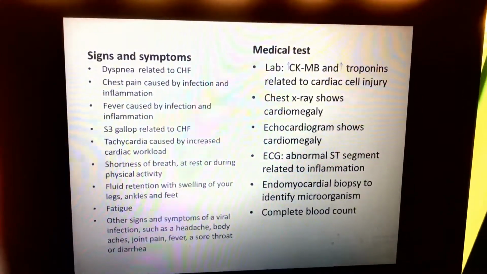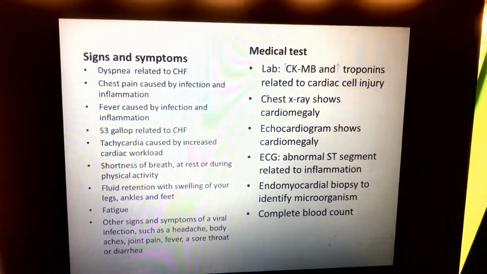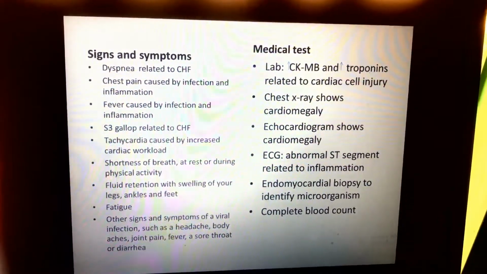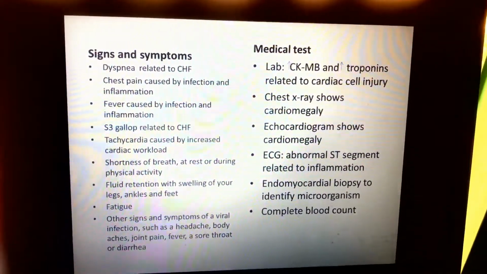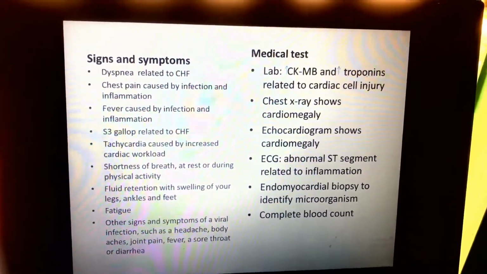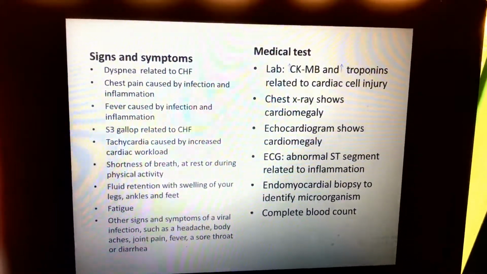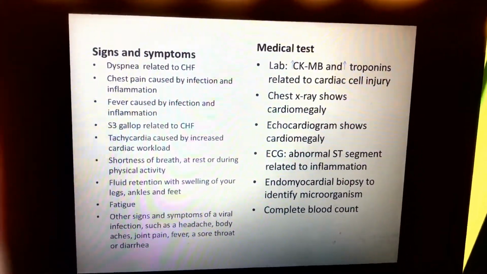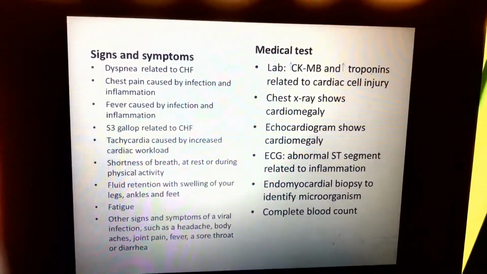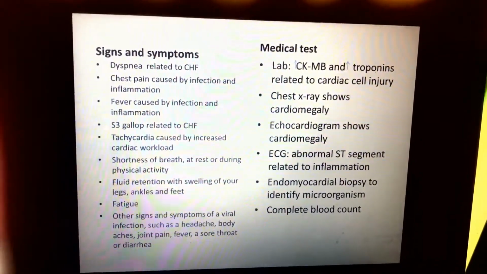We will have tachycardia caused by increased cardiac workload. Even if the muscle does not pump sufficiently, it works rapidly so that it can compensate for the oxygen. Though they work rapidly, here we determine tachycardia, and we have shortness of breath at rest or during physical activity.